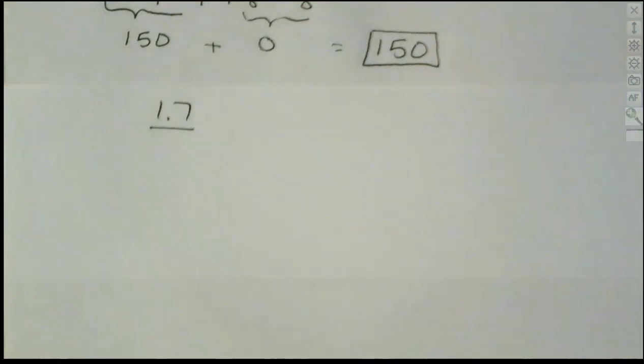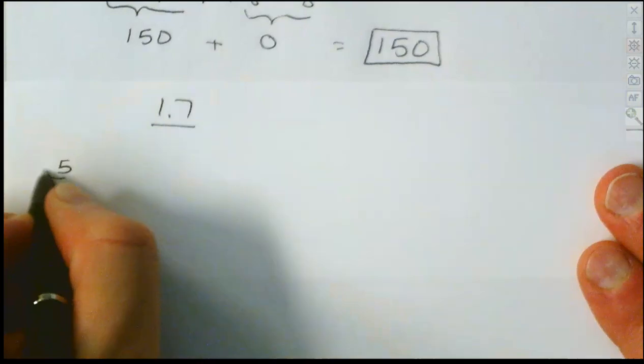We're now going to look at 1.7, and we're going to start with question 5. And on question 5, we want a numerical coefficient of 4.